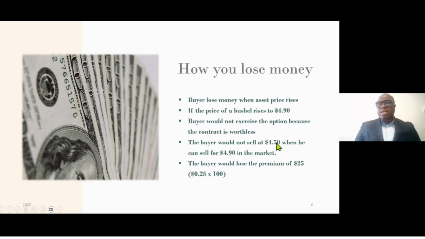So the contract will go worthless, and the buyer will only lose the $25 premium that they paid to acquire this contract. And this $25 will go to the seller. The seller doesn't have to do anything, because he doesn't have to purchase the bushel of corn at $4.50, since the price did not drop below $4.50. So the buyer is just not going to do it, and the seller is just going to pocket this $25.